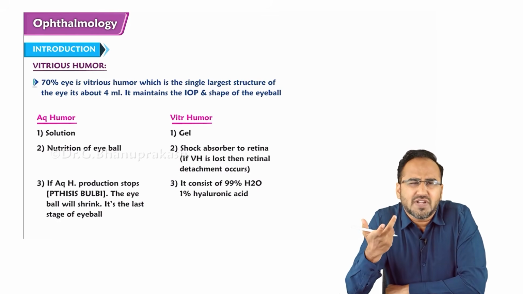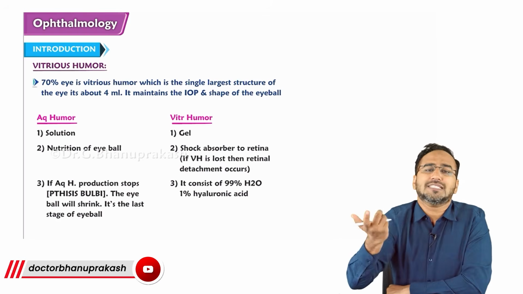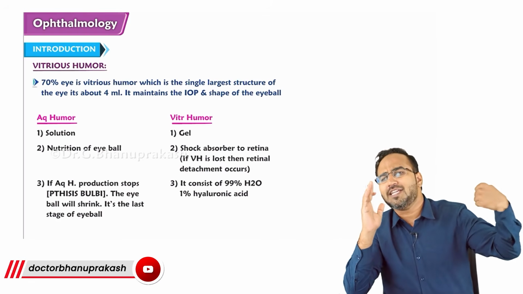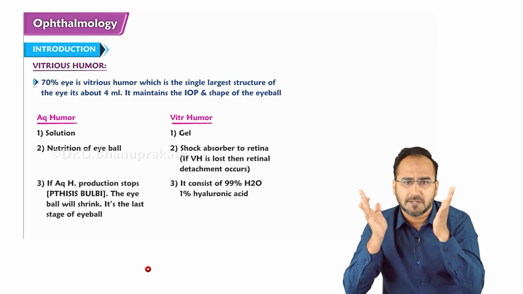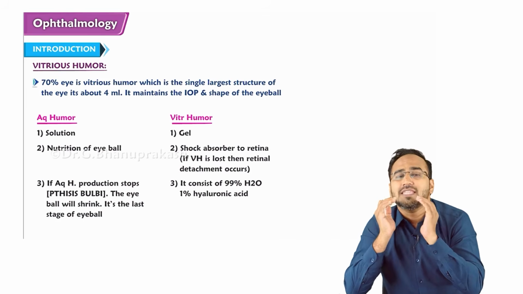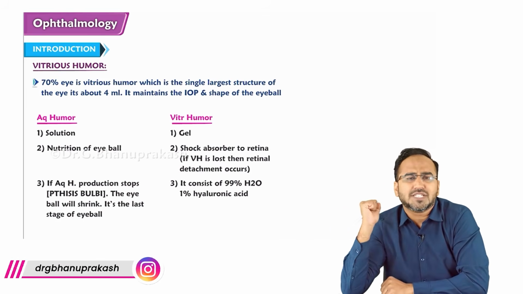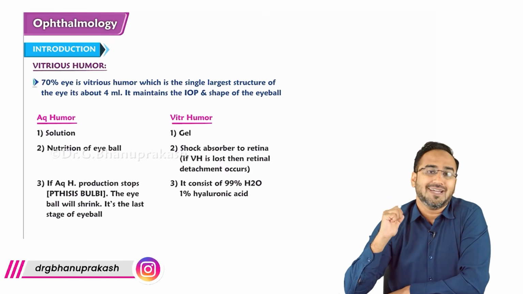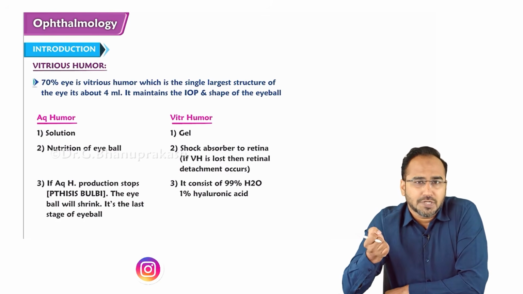What is the function of vitreous humor? What was the function of aqueous humor? To provide nutrition. What is the function of vitreous humor? Whenever there is any trauma to the eye, it won't blast. Why? Because there is a shock absorber that prevents the blasting of the eye. What is this shock absorber? A gel-like solution called vitreous humor. It is a gel-like solution that acts as the shock absorber to the eye.